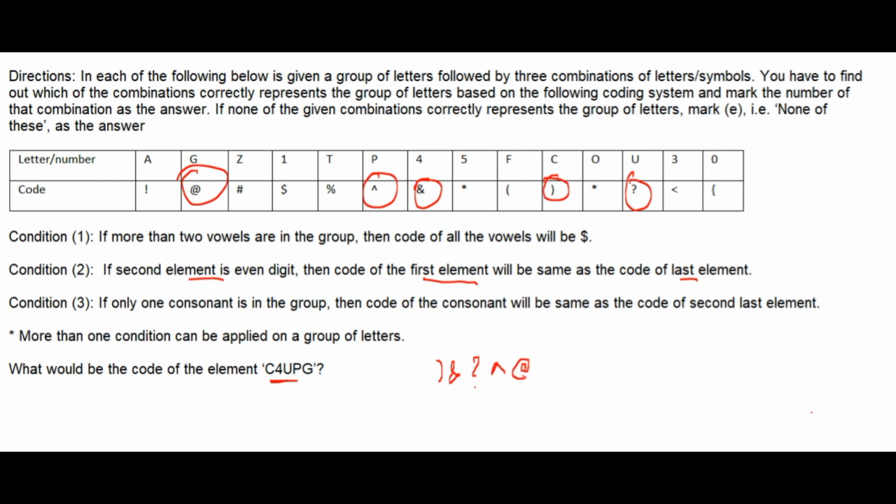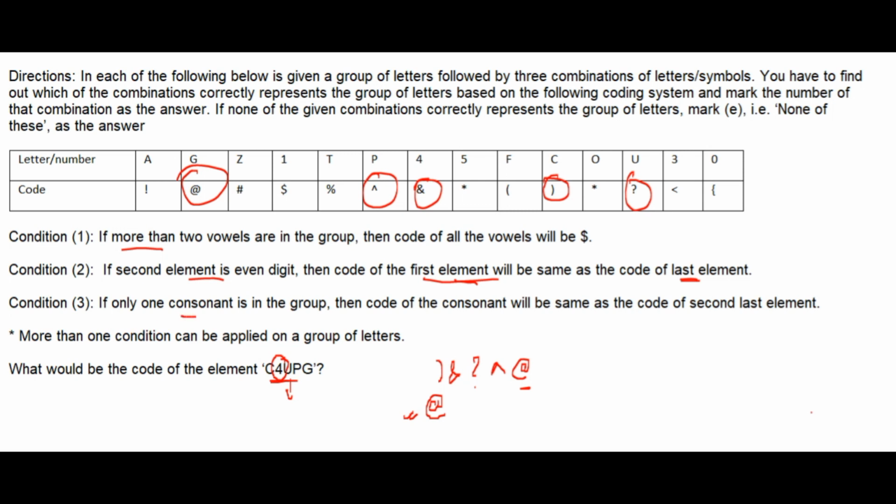Okay. Now here you can see, are there more than two vowels? No, only one vowel is there, that is U. And is the second element an even digit? Yes, the second element is an even digit. So the first element will be the same as the code of the last. What is the code of the last element? So this is the code of the last element. So the first element will also be the code of the last element, so it will also be represented by this symbol.